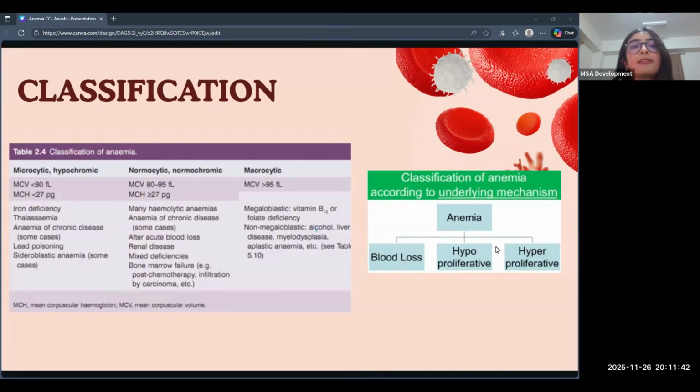Normocytic, normochromic is everything that cannot be put into these two tables, okay? So many hemolytic anemias are normocytic, normochromic, anemia of chronic disease, acute blood loss. Remember, acute, not chronic, okay? And then we can also classify anemias due to the underlying mechanism. So it could either be blood loss, hypoproliferative, or hyperproliferative.